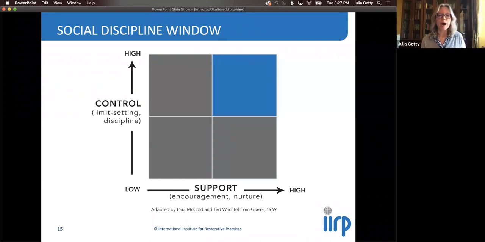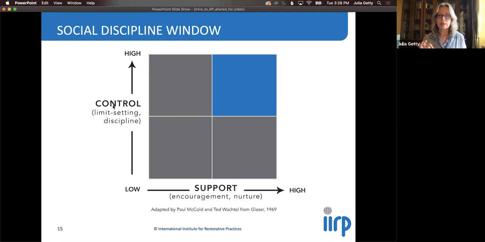Okay, so I want to start first by identifying the axes that are illustrating the quadrants that are in the window. So the first axis is the one on the left, and that is the control axis. The second axis is the one on the bottom, which is support.